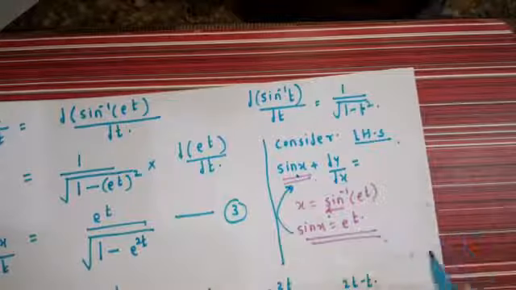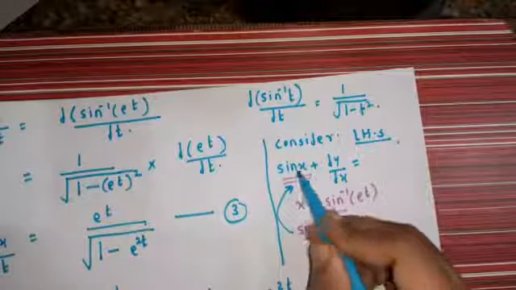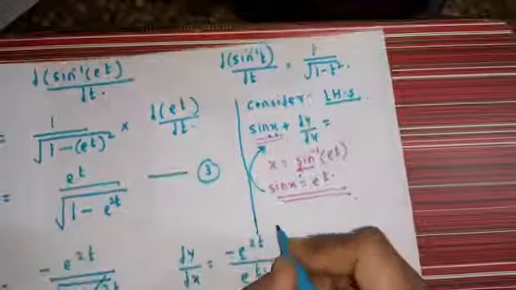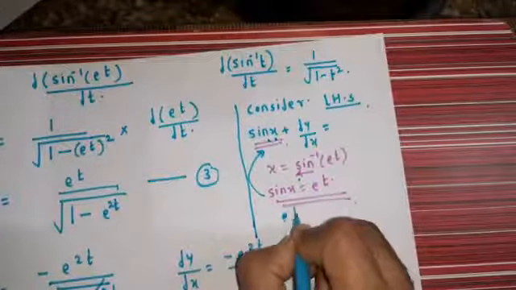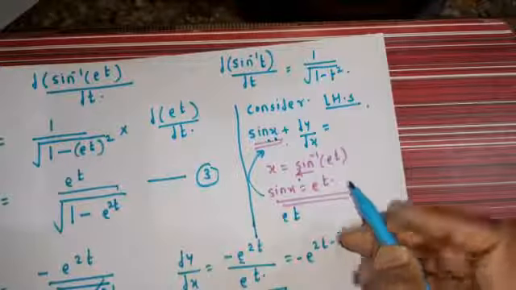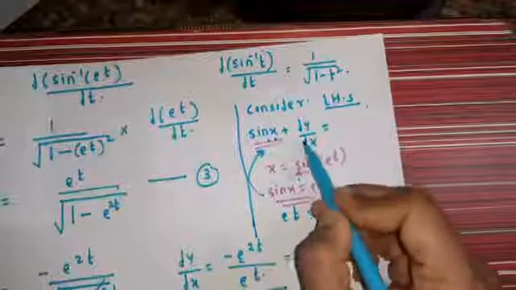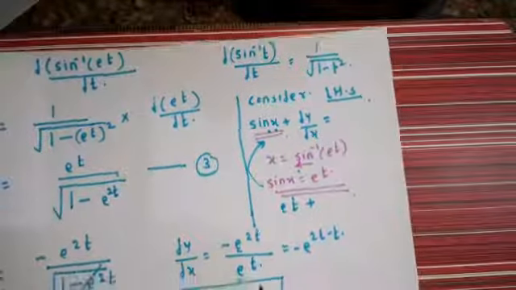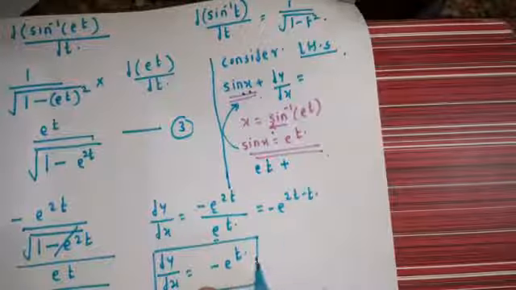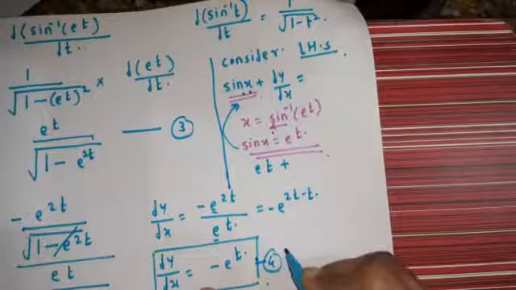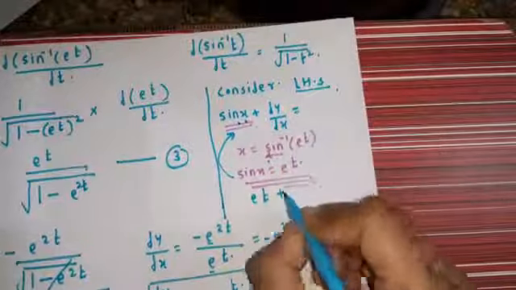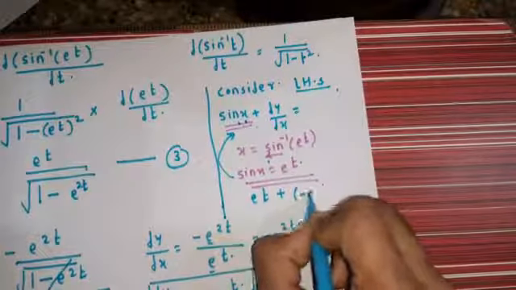So put the value here. Sin x is e raised to t, plus, what is the value of dy by dx? So dy by dx is minus e raised to t. This is from equation 4. From 4, put the value. dy by dx is minus e raised to t.